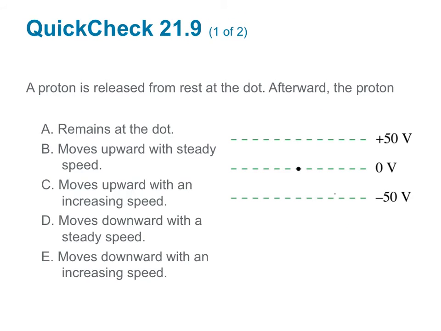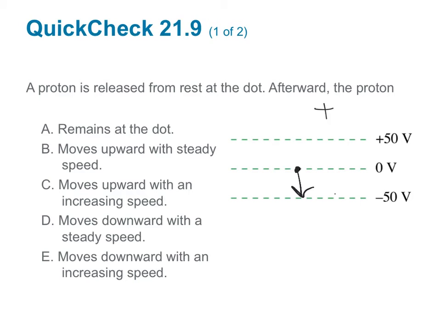All right, next question. A proton is released from rest at the dot. Afterward, the proton does what? So right here, we've got a proton. Proton is positively charged. And we know that a positively charged particle moves from places of high potential to places of low potential. So at its 0 volts, it's going to move towards the place of low potential, which is downwards towards the negative 50 volts.